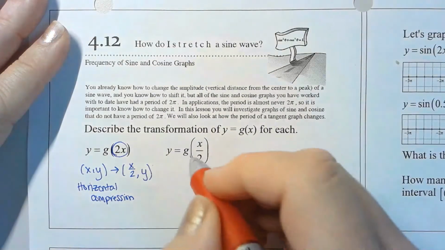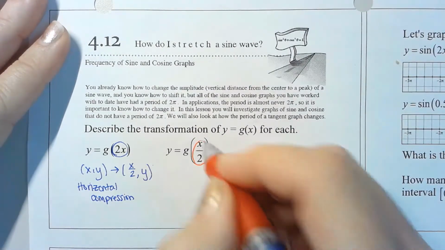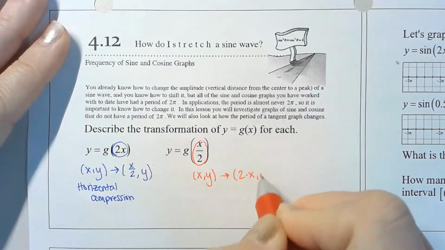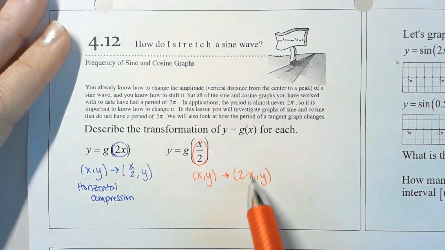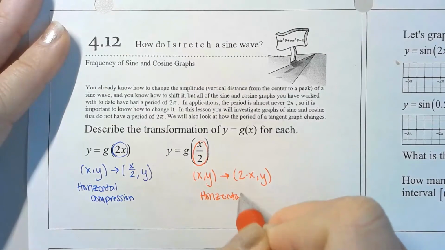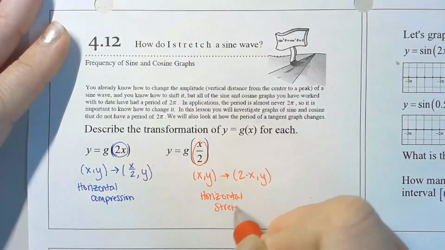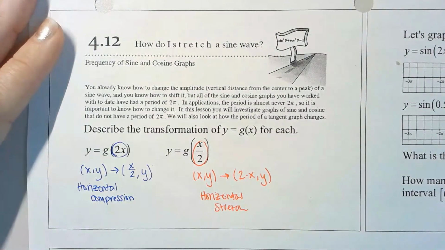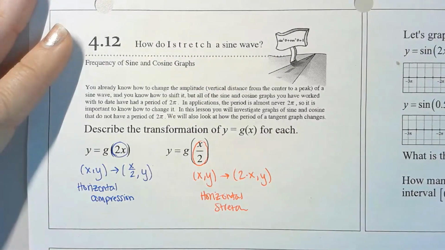On the second one, if we had g of x divided by 2, again, because it's on the inside, we would do the exact opposite and we would multiply all of the x's by 2, which means for us this would be a horizontal stretch. The graph would get longer horizontally. Okay. So we're going to apply that to our sine and cosine and tangent graphs as well.